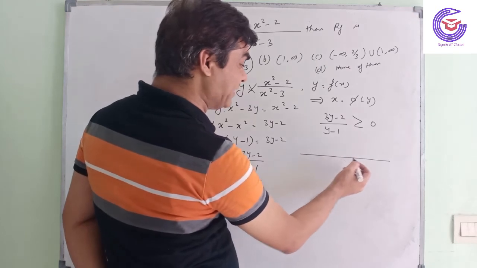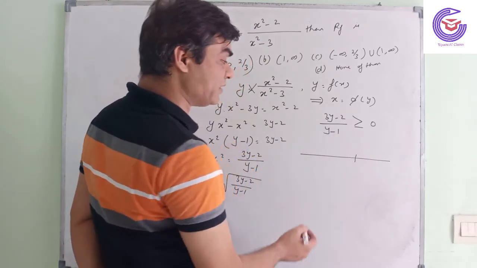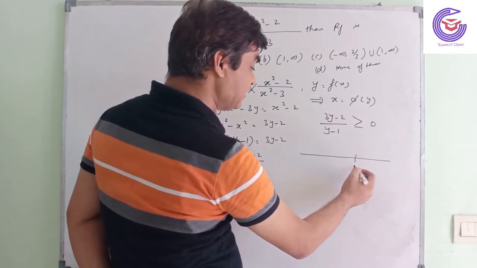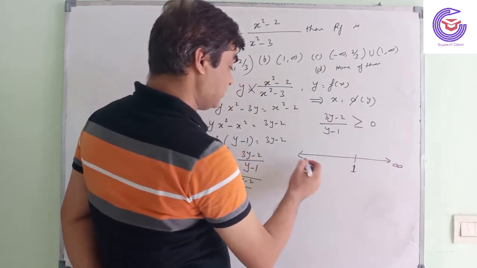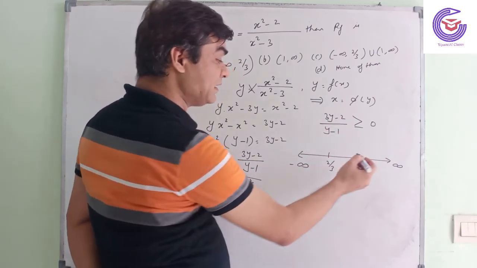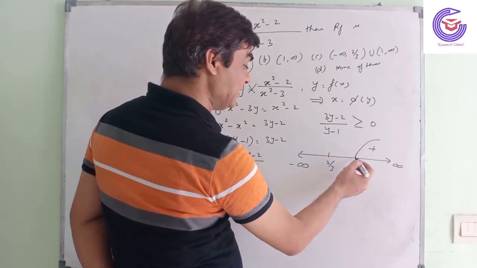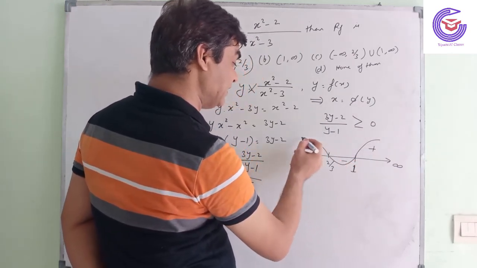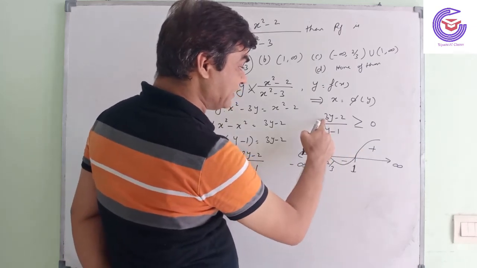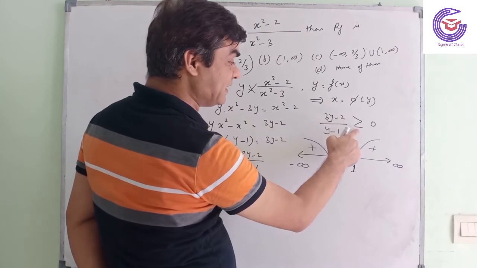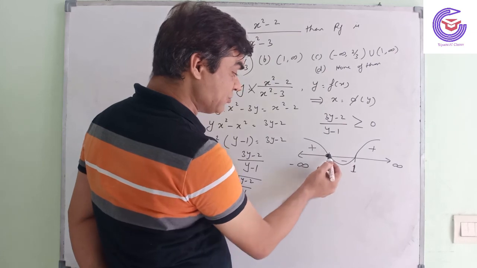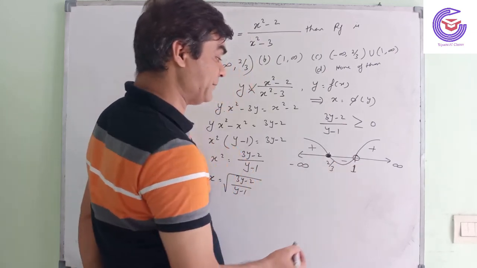Here the critical points are y minus 1 equal to 0, so y is equal to 1, and then y is equal to 2 by 3. The right side is positive, here it is negative, then it is positive. When y is equal to 2 by 3, it can be equal to 0. So this is closed, and this point 1 is open.